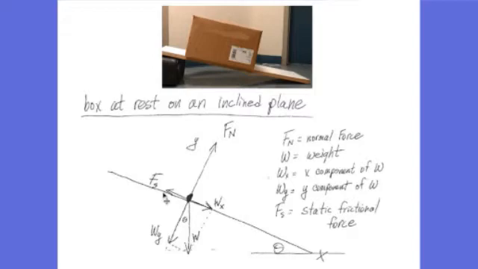Then step 2, resolve any forces not on the x or y axis into its x and y components. And that's what I've done here with the weight. The static frictional force is already on the x-axis. The normal force is already on the y-axis. But the weight needs to be resolved into its y component and its x component.